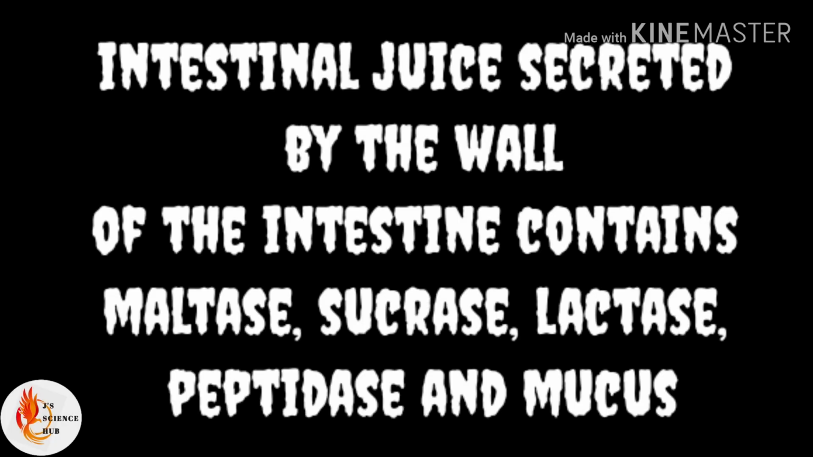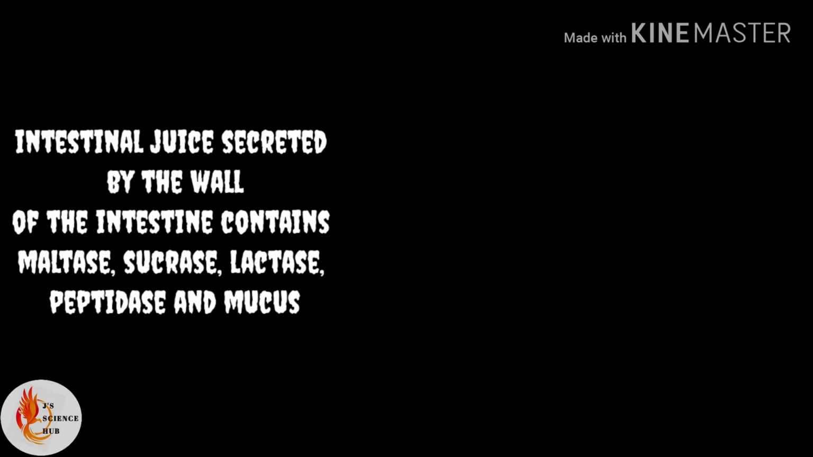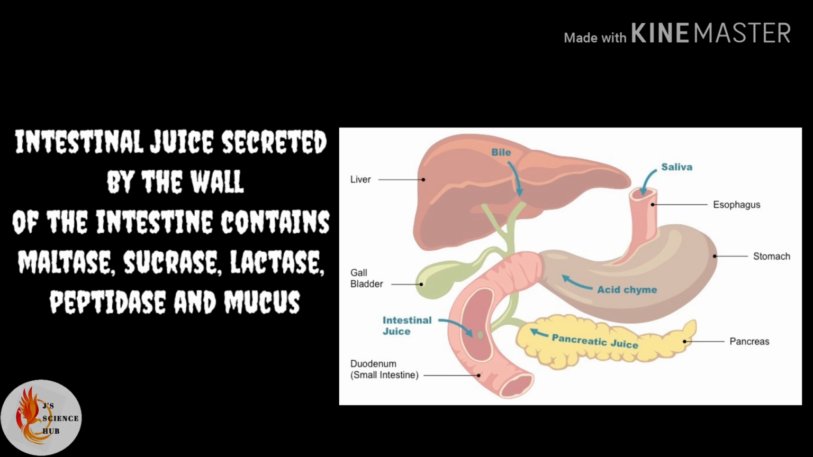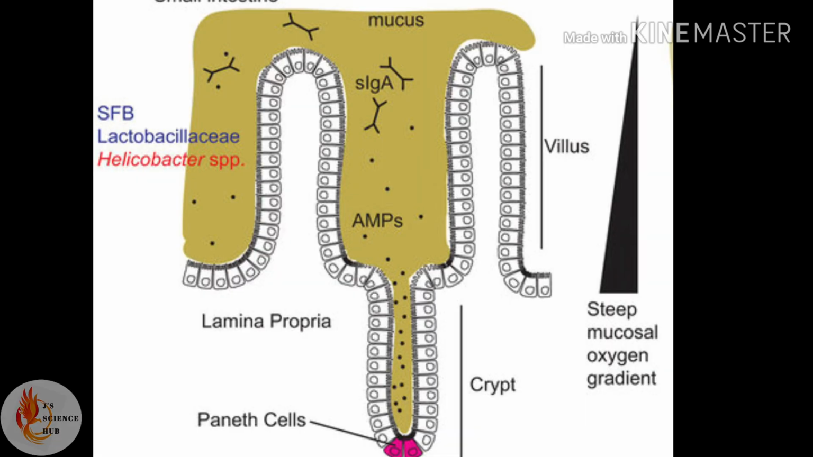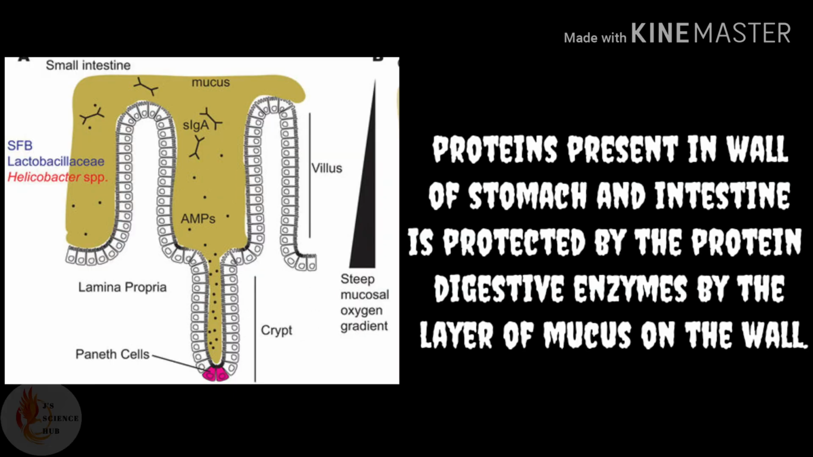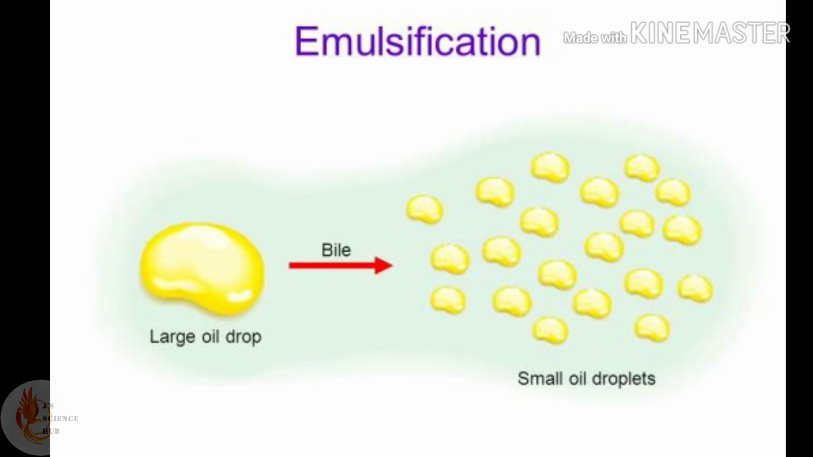Intestinal juice is secreted by the intestine. It contains the enzymes which convert disaccharides into monosaccharides. They are maltase, sucrase and lactase. Other than this, peptidase and mucus are present. Mucus lubricates the food and eases the passage of food materials along the gut. It protects the inner lining of the gut wall. This mucus is essential because it helps to protect the intestinal wall, which is made up of protein, from the protein digestive enzymes.